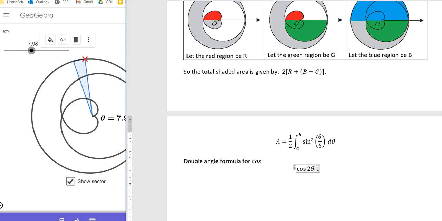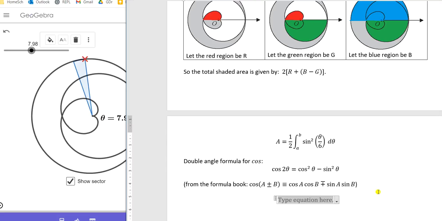If you recall, cos 2 theta is equal to cos squared theta minus sine squared theta. And if you don't remember that off the top of your head, you can look it up from the formula book. You have to do a little bit of work for it. They don't just give you it directly in that format, but they do give you cos of a plus or minus b is equivalent to cos a cos b minus or plus sine a sine b. So you can generate that for yourself by replacing a and b with theta in both cases. Once you've got that, we have our cos 2 theta formula.